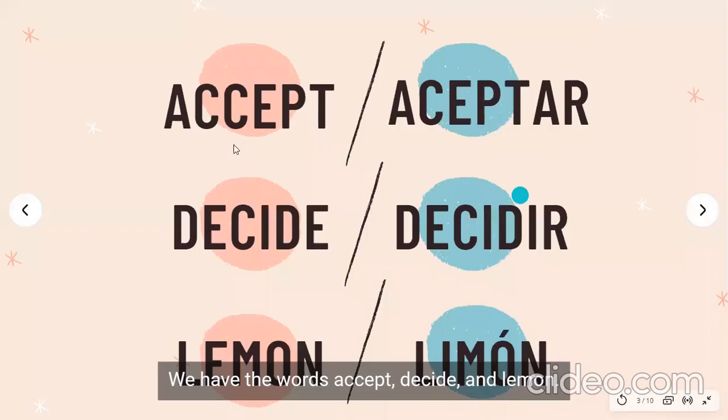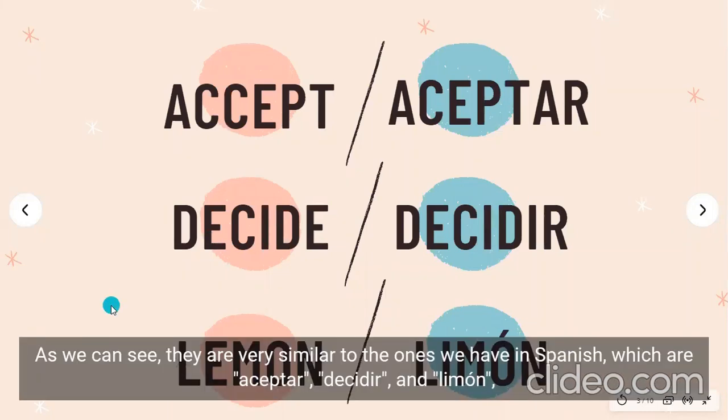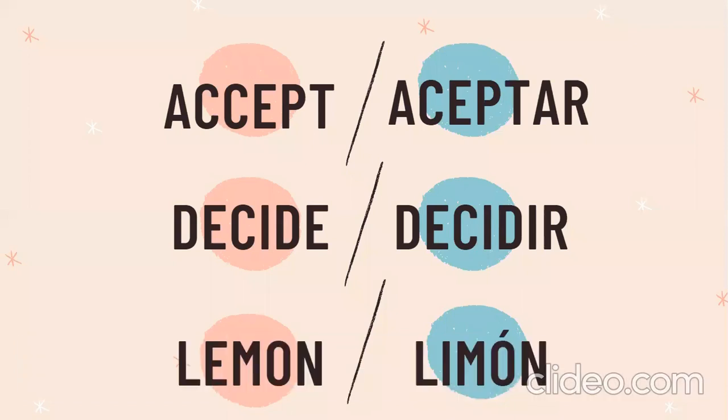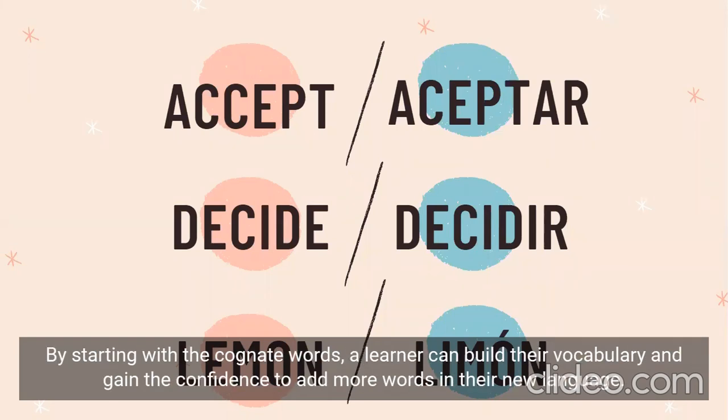We have the words accept, decide, and lemon. And as we can see, they are very similar to ones we have in Spanish, which are aceptar, decidir, and limón. Cognates make it possible for language learners at any age to use their new words right away. And by starting with the cognate words, a learner can build their vocabulary and gain the confidence to add more words in their new language.